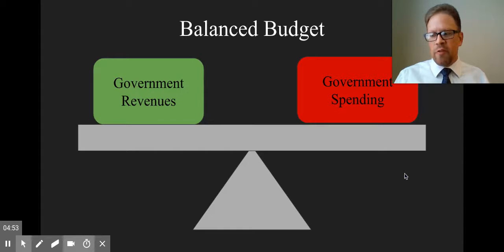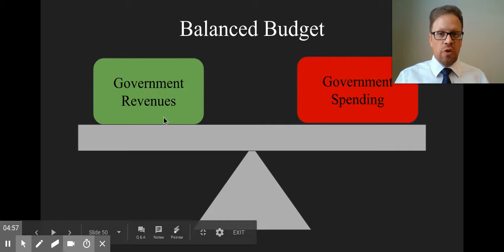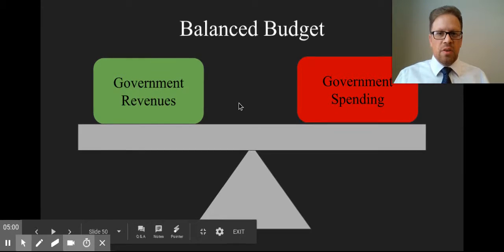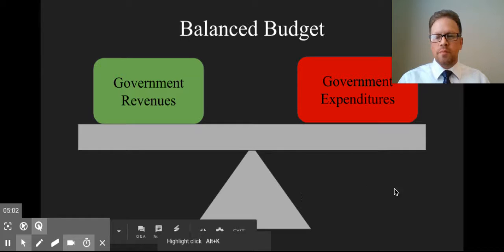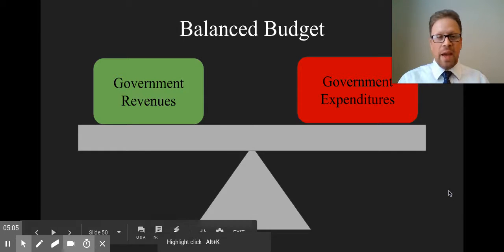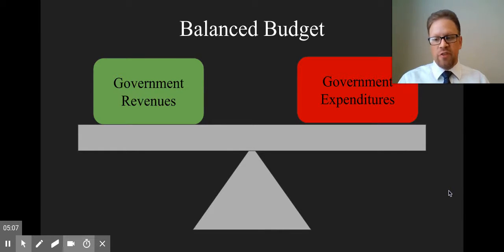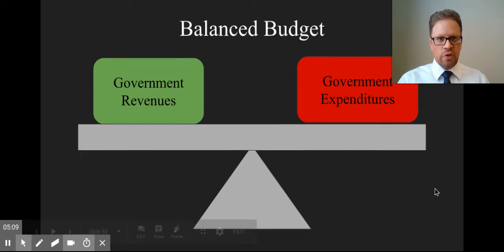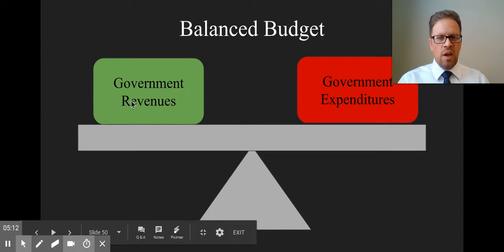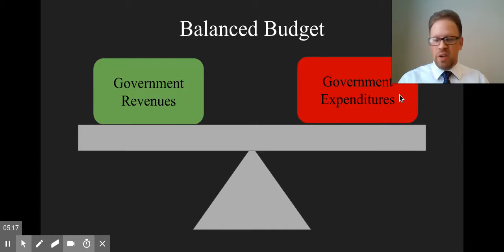Now, the government budget is balanced when its revenues equal its expenditures. So if the government has magically raised the exact amount of money that they have spent, they have balanced the budget. That's not usually what happens. More commonly, the federal government will have either a budget surplus or a budget deficit at the end of the fiscal year.